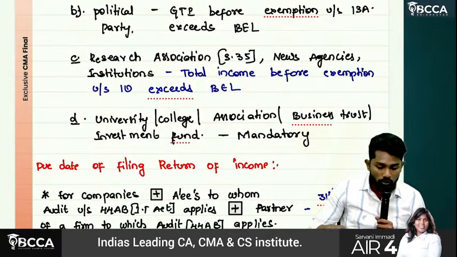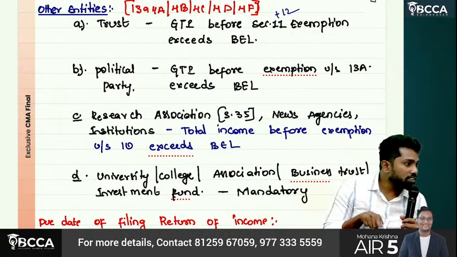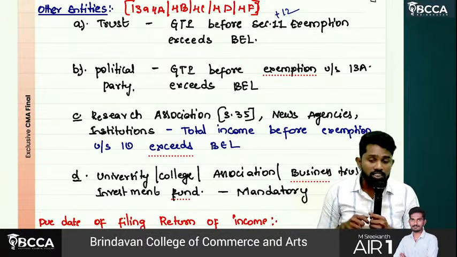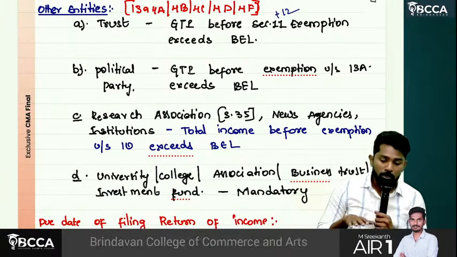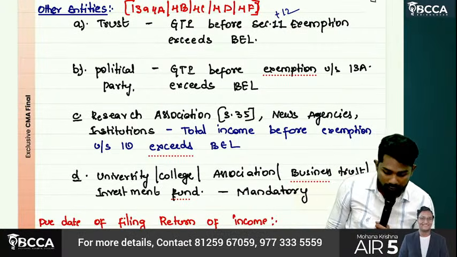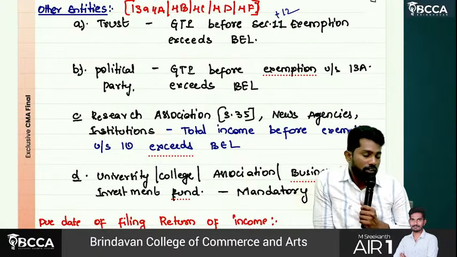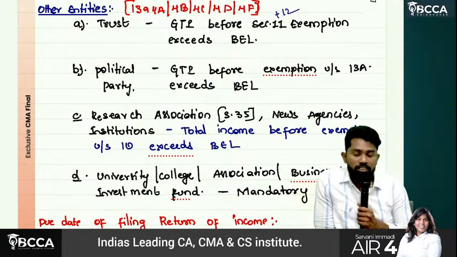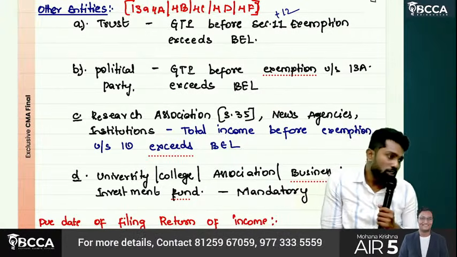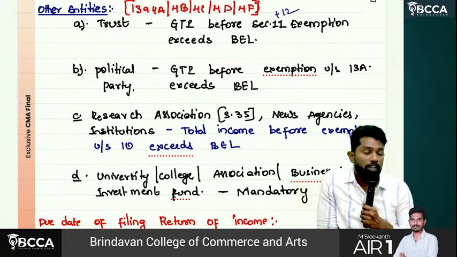Understand? Okay. Once again I am repeating, sir, these things. Trust, before giving section 11 and 12 exemptions, if it exceeds the basic exemption limit. Political parties, before giving 13A exemption, exceeds the basic exemption limit. Research associations, news agencies, institutions, before giving section 10 exemption, exceeds the basic exemption limit. University, college, associations, business trusts or investment funds, they have to file mandatorily.